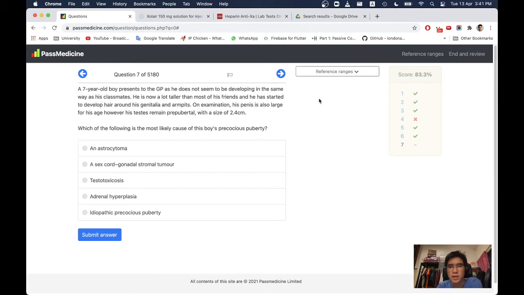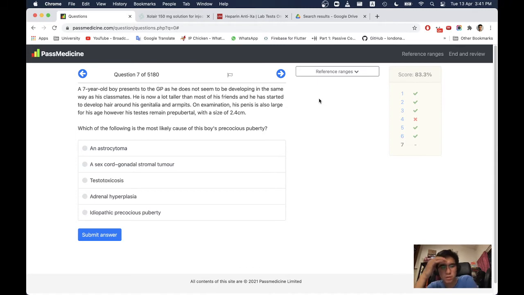Next question. A 7-year-old boy presents to the GP as he does not seem to be developing in the same way as his classmates. He's now a lot taller than most of his friends and has started to develop hair around his genitalia and armpits. On examination, his penis is also large for his age. However, his testes remain prepubertal with a size of 2.4 cm. Which of the following is the most likely cause of this boy's precocious puberty?